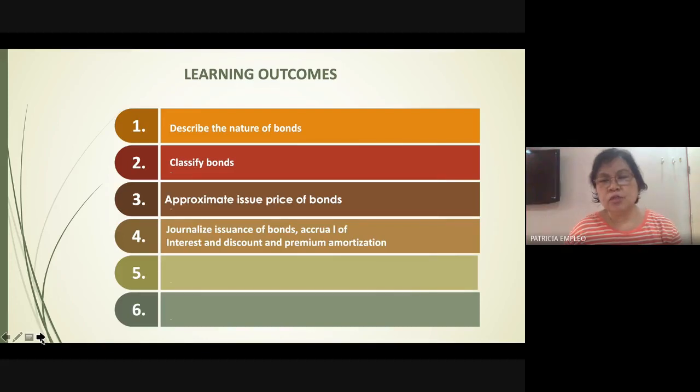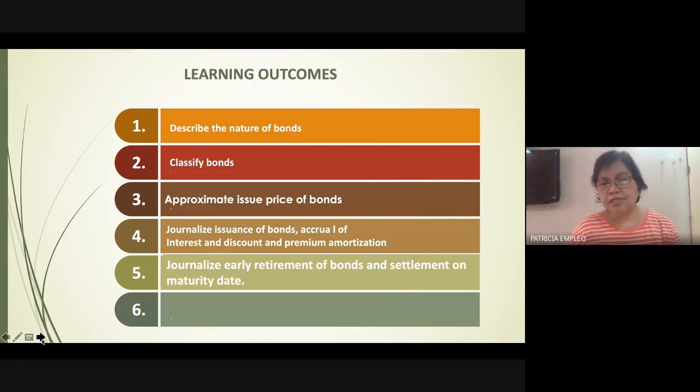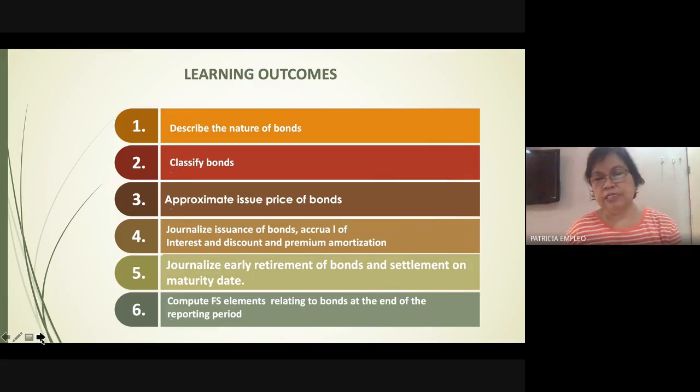We will journalize the issuance of the bonds, accrual of interest, and discount or premium amortization. So we will complete a cycle for bond transactions, and we will focus on term bonds. We will journalize early retirement of bonds payable as well as settlement of bonds on maturity date. And of course, one of the most important outcomes for this session is that we will compute the financial statement elements relating to bonds at the end of the reporting period. So that is for proper financial statement presentation of the financial statement elements relating to bond transactions.